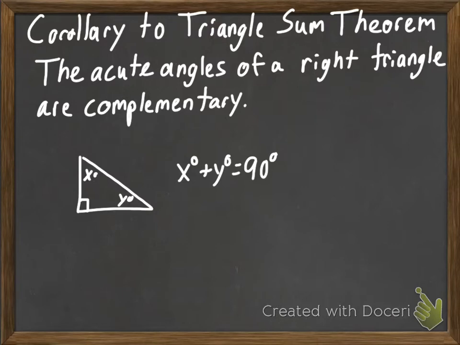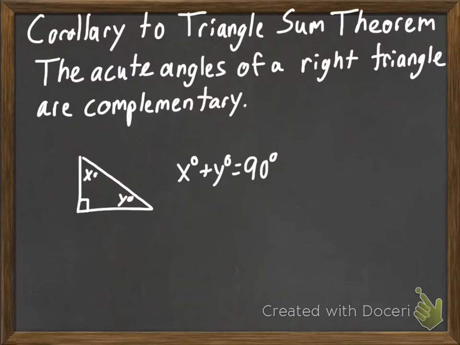Next we have the corollary to the triangle sum theorem. And a corollary is something that can be proven using that theorem. So we can prove this statement using the triangle sum theorem. And that statement is that the acute angles of a right triangle are complementary.